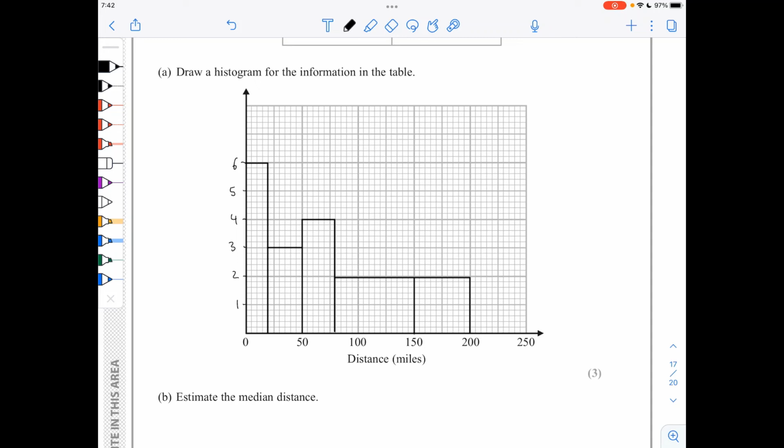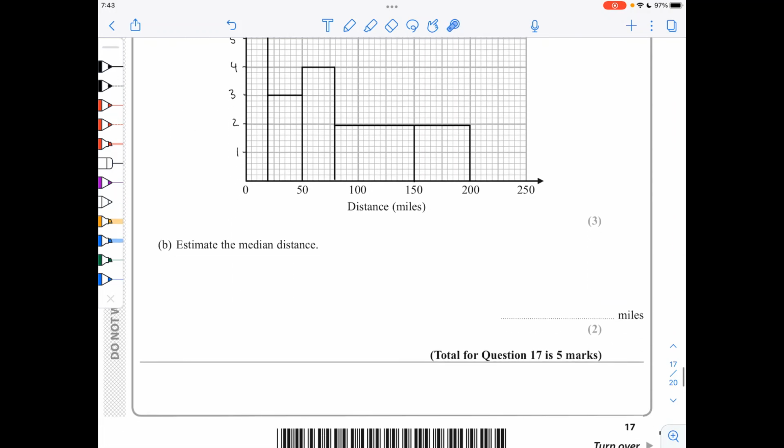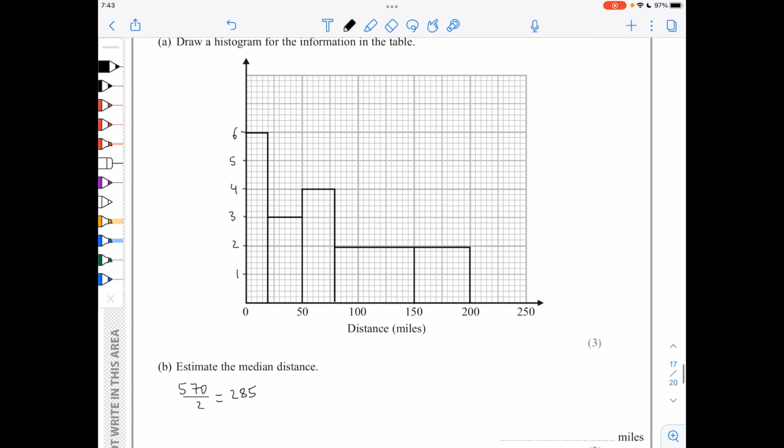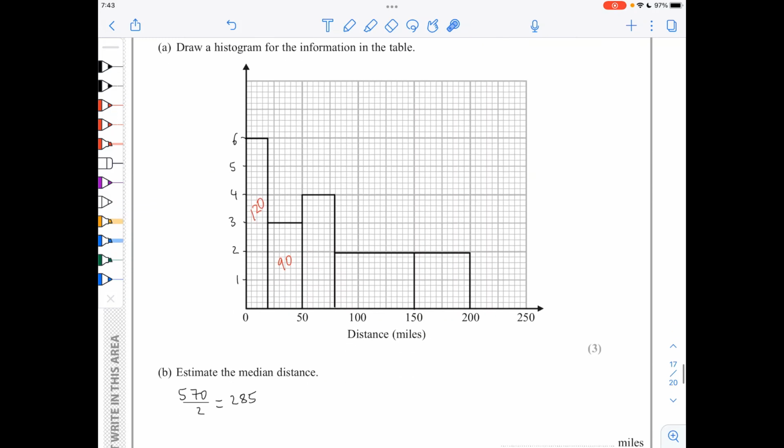And then we have to estimate the median distance. So we've got a total, it says, of 570 students. The median is the middle value. So I will start by doing 570 over 2, which gives an answer of 285. We know we've got 120 students in the first bar, another 90 students in the second bar. So 120 plus 90 is 210. Well, to reach the 285 mark, I need to get a part of the third class. So that is a point somewhere between 50 and 80. Don't know exactly where, so I'm drawing a random point here. I call this M for median, and this should be the number needed to go from 210 to 285.